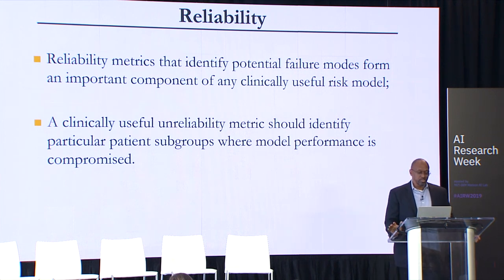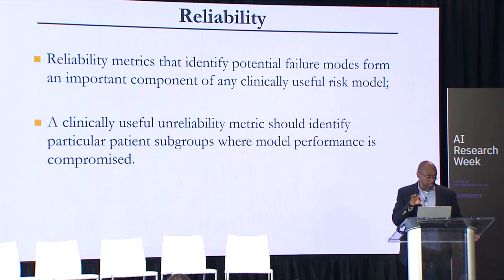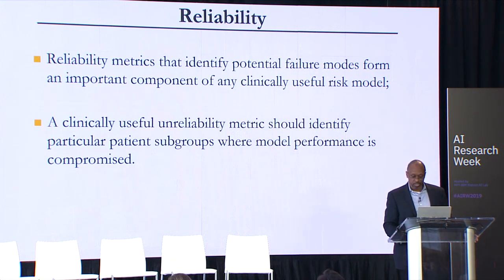So reliability metrics that identify potential failure modes form an important part of any clinically useful score. And a clinically useful unreliability score should really identify patient subgroups where the model performance is compromised. So the model is really not applicable to that particular set, as one would not assume by looking at its performance over the entire data set as a whole.